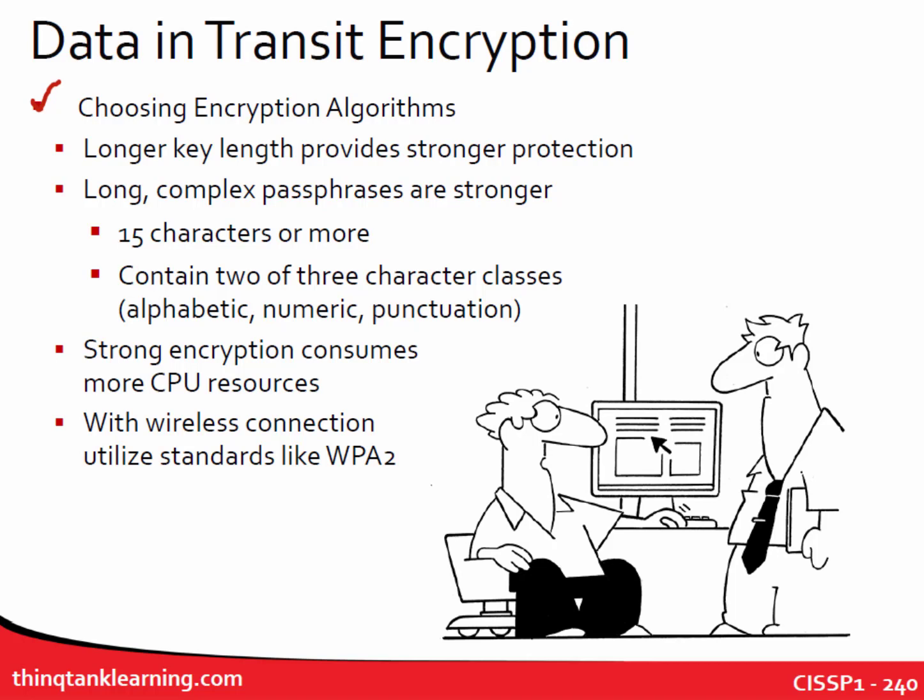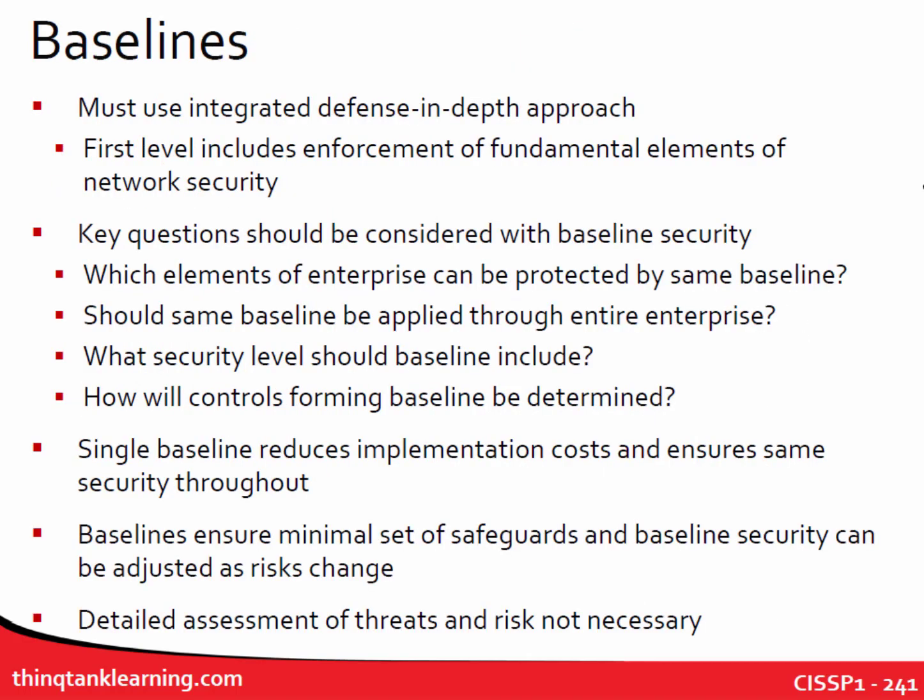Make sure you use long or complex passphrases. Kind of contradicts what they had before, 9 characters as opposed to 15 characters. Make sure it contains 2 or 3 character classes, alphanumeric with punctuation. Strong encryption does consume more CPU resources, unless you're doing hardware-based encryption, where you have specialized hardware specifically designed to perform the encryption. Utilize standards with wireless communications like WPA2 or WPA3, which is what came out after this specific document was published.